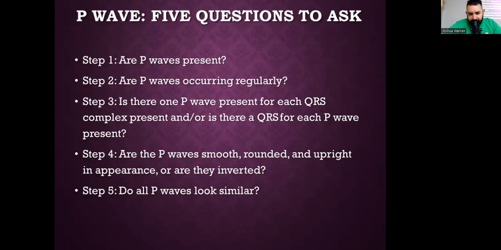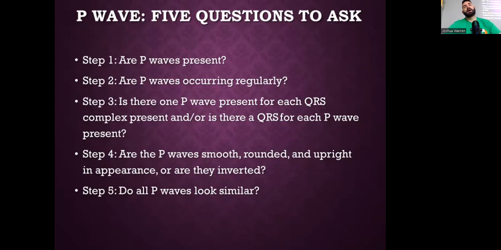Is there one P wave for each QRS complex? What's my ratio? 1 to 1, 2 to 1, 3 to 1, 4 to 1? Are they smooth, rounded, upright, or are they jagged, bifurcated, pointy, spiky, inverted, missing? Do they all look similar?